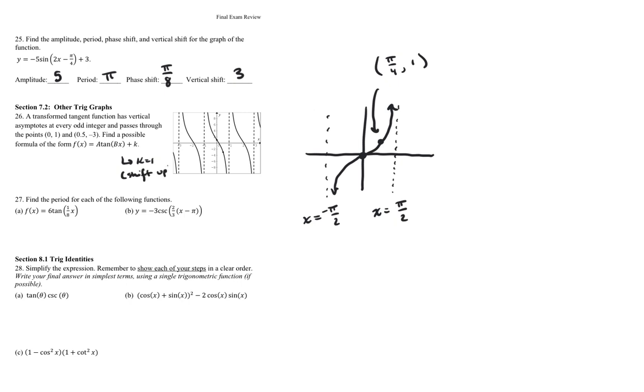More so, our a value is going to give us that vertical stretch, right? And we're stretching by a factor of 4, and not only that, our tangent function is flipped, so it's going to be a negative 4.